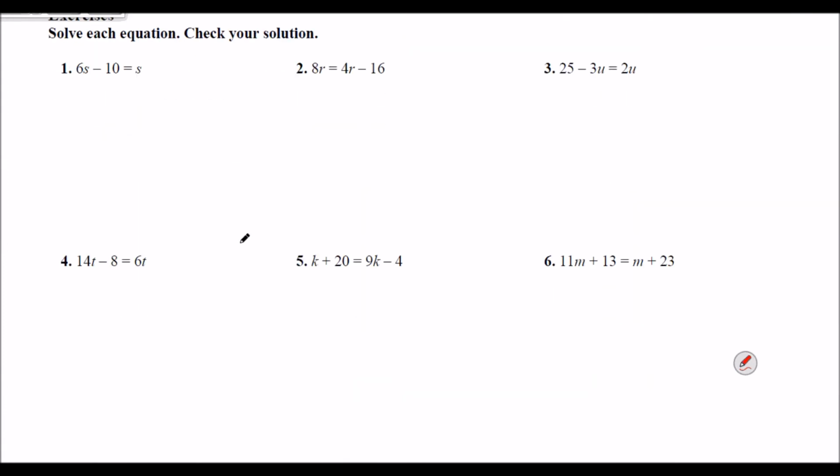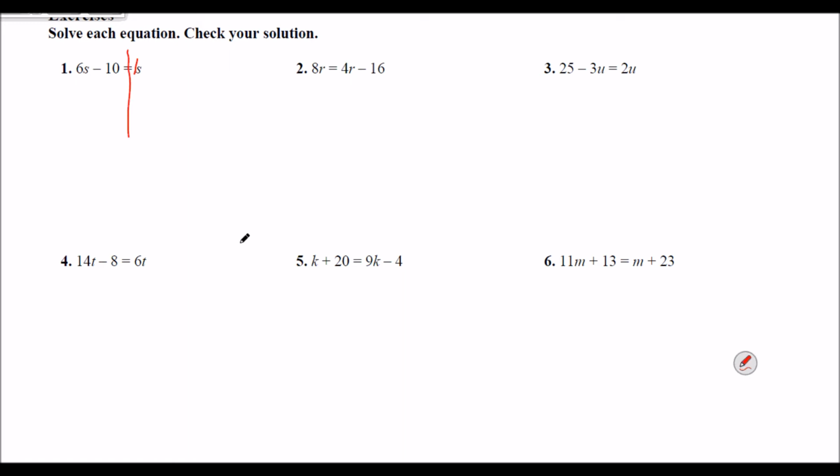The directions say solve each equation and then check your solution. Just to save some time here, I will not be checking them all. Okay, I'll check the first 3 and then the rest I will just solve them out. Okay. So here we go. Looking at number 1, we have 6 times s subtract 10 equals 1s. We do have that hidden 1 there, so that's helpful for a lot of people to remember that.